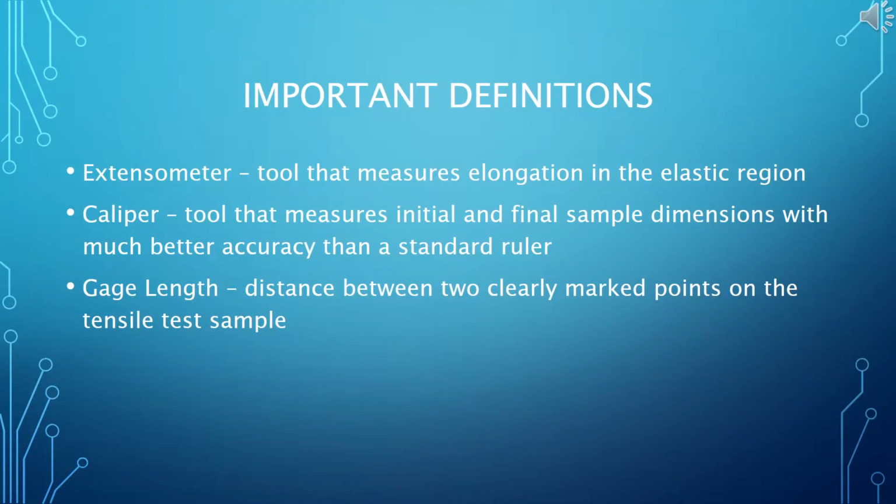Here are some important definitions. An extensometer is a tool that measures the elongation in the elastic region. A caliper is a tool that measures the initial and final sample dimensions with much better accuracy than a standard ruler. And the gauge length is the distance between two clearly marked points on the test sample.